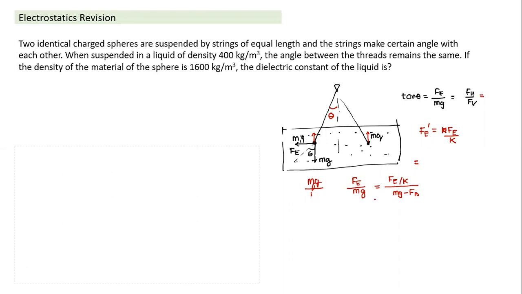Whenever buoyancy is involved, let's write it in terms of volume and density. I could have written the same term as Fe divided by rho into Vg, and this term Fe by K becomes equal to rho S minus rho L into Vg. So very easily you can get the relationship between the density of the liquid and K. So that's the condition for the angle to remain the same.